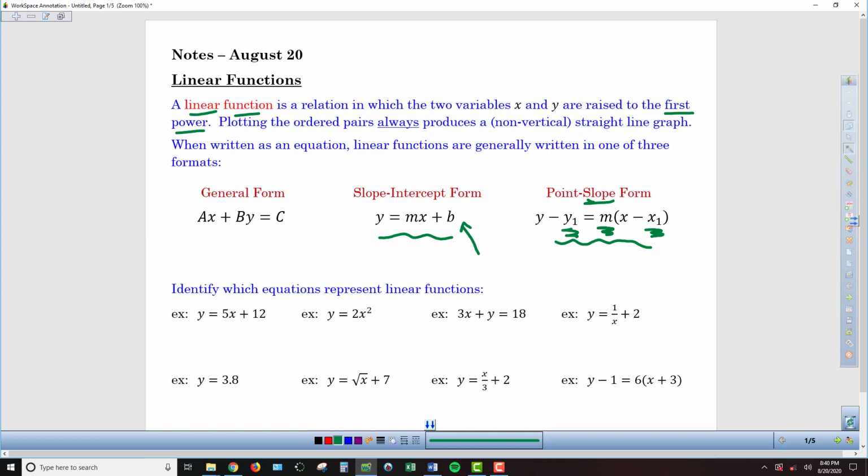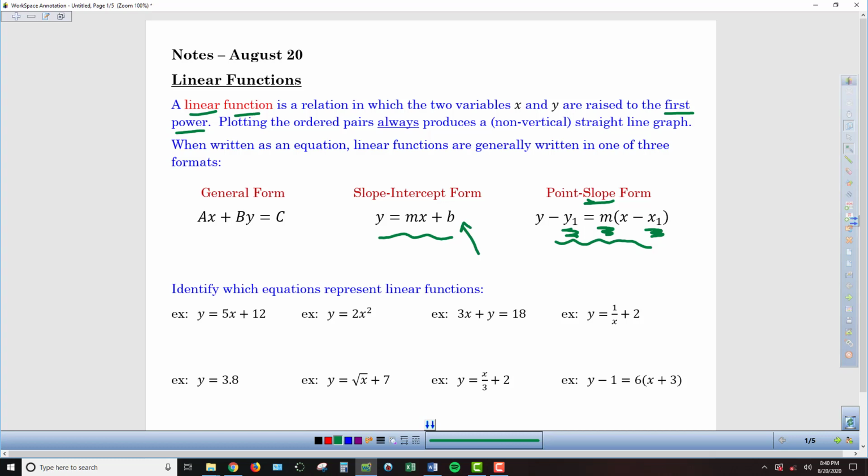So first things first, looking at the set of examples that we have here. Based on this idea that the equation has to have x and y to the first power, we want to identify which of these are linear equations. You may want to pause the video, go through these on your own, and then check to see what results you get. But I'll go ahead and go through all of them for you.